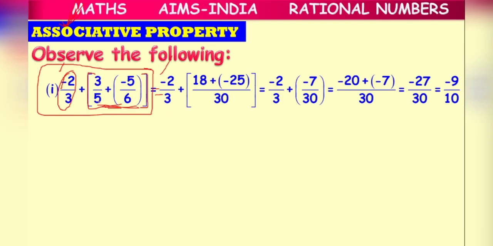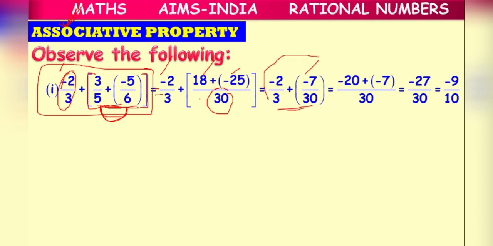We have simplified the bracket with 2 and 3. The LCM of 5 and 6 is 30. 6 times 3 is 18, 6 times 5 is 30, 5 times 5 is 25. So what we will get? Minus 7 by 30 we will get.